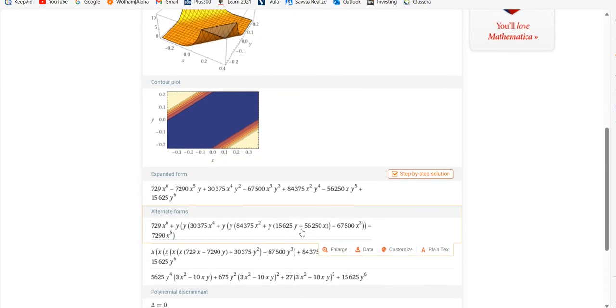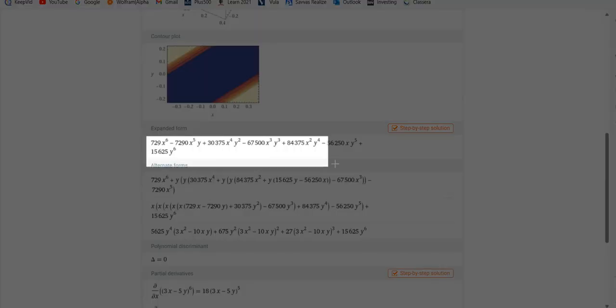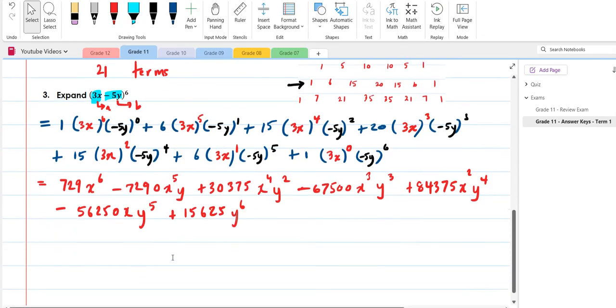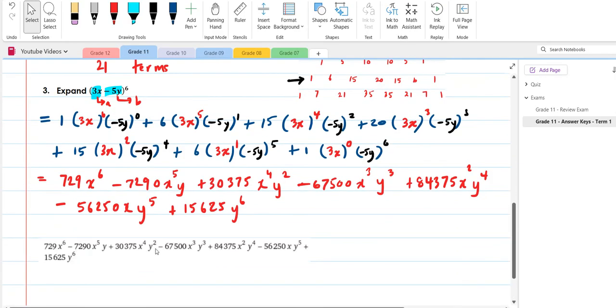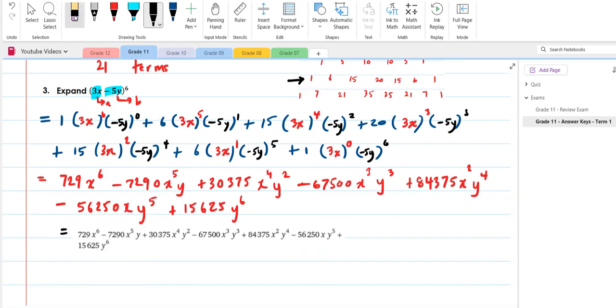The expansion of 3x minus 5y to the power 6 is the expanded form. It's right here, and let's check if we got the same answer. So you should get 729x to the power 6 minus 7290... Yes, we do have the same answers. 84,000. Yes, perfect. So this is basically using the online software. You can use it for studying purposes.